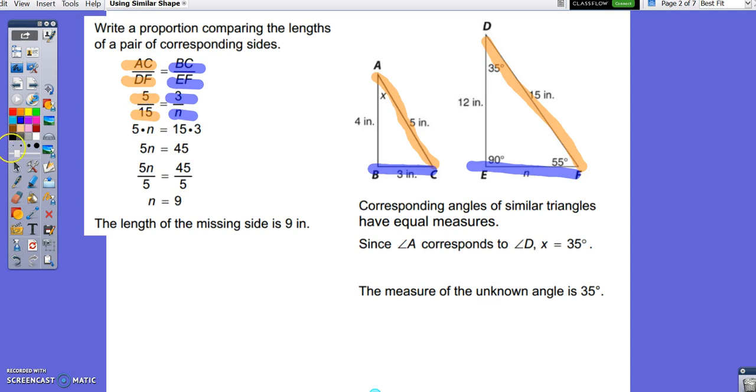Once we have our proportion set up with our corresponding sides, we're going to be able to solve the proportion as we're shown here. We have our cross products of 5 times n and 15 times 3, and then we multiply, and then we divide to isolate our variable. Divide both sides by 5, and we discover that n is equal to 9. So the length of the missing side is 9 inches.